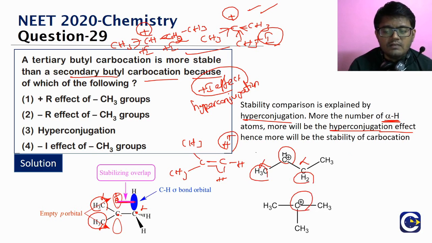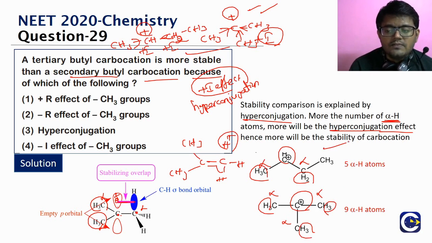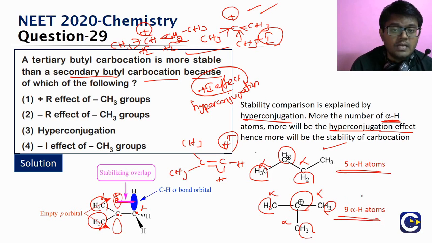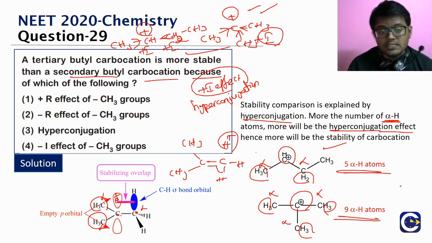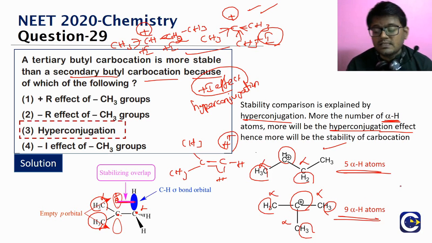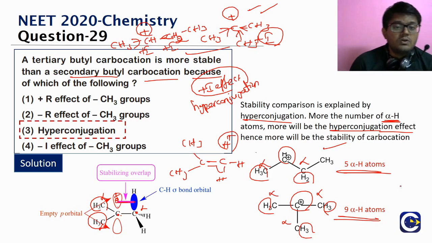Whereas in this case, what are we having? Look at it. This is an alpha, this is an alpha, this is an alpha. Here we have 3, here we have 3, here we have 3. So what are we observing? In the secondary butyl carbocation, we have 5 alpha hydrogens, which means 5 hyperconjugation structures. Whereas in the tertiary butyl carbocation, we have 9 alpha hydrogens, which means we can draw 9 hyperconjugation structures. So what effect explains the stability of tertiary butyl carbocation over the secondary butyl carbocation? It is the hyperconjugation.